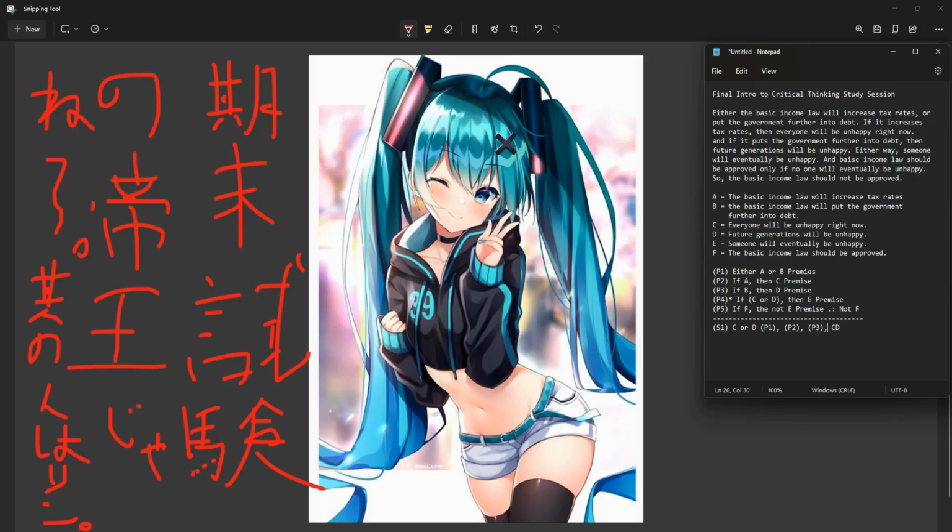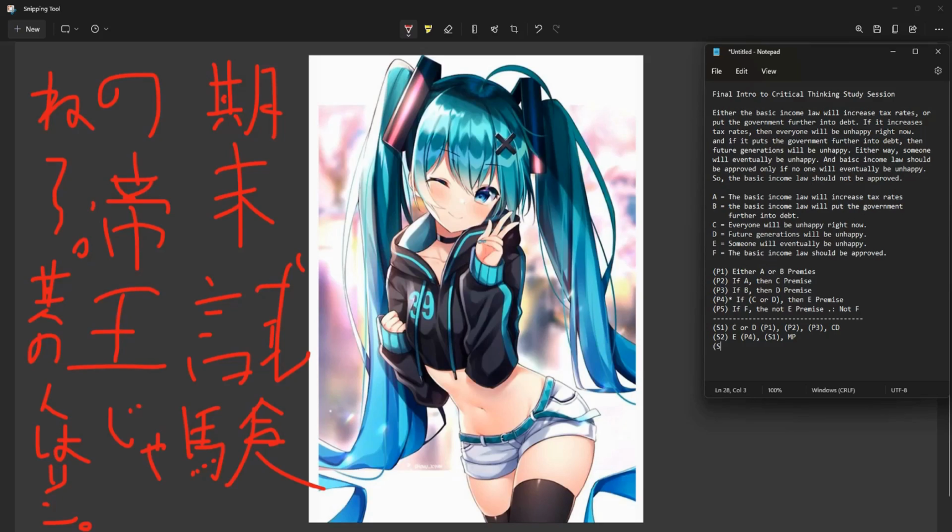Makes sense? Up next, S2 will be E, and we get E based on P4, which is if C or D, then E. And since we have C or D, then we have E. And then it'll be premise, and it'll be step 1, because that's what we're using to confirm it. Step 1, and that'll be modus ponens, which is if A then B, A therefore B.